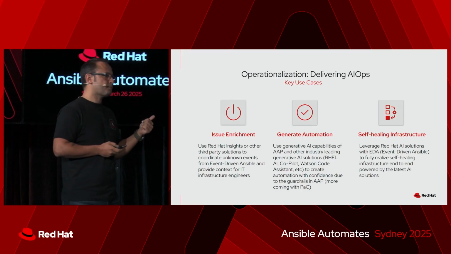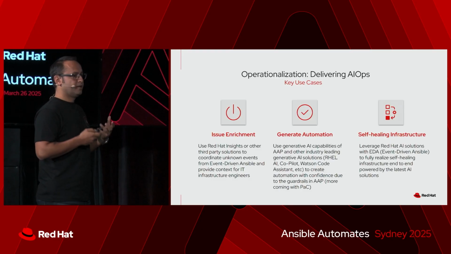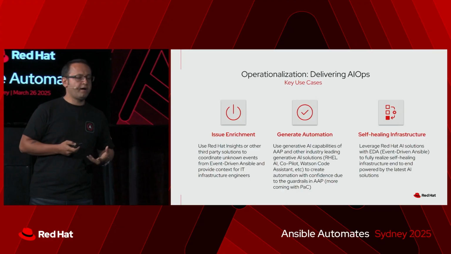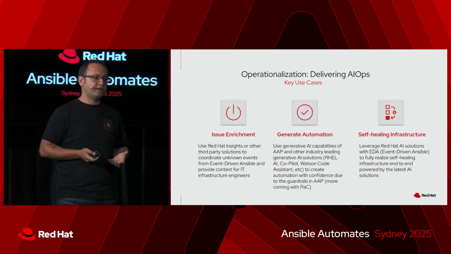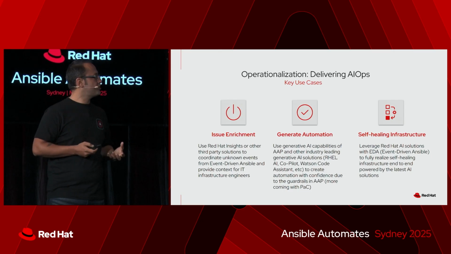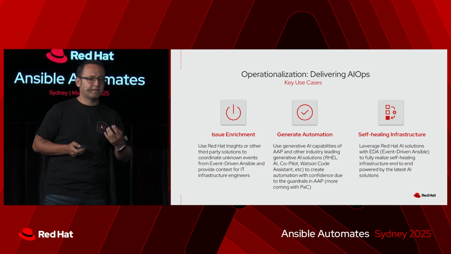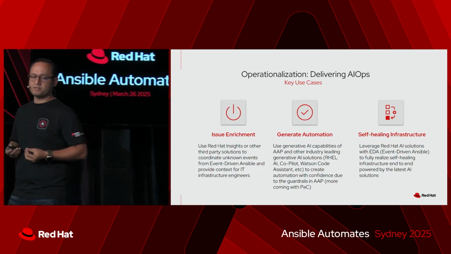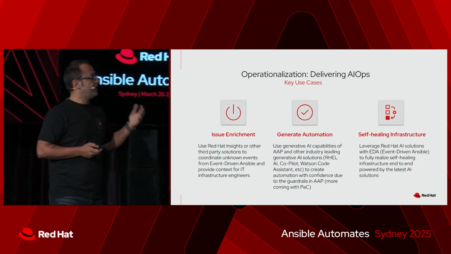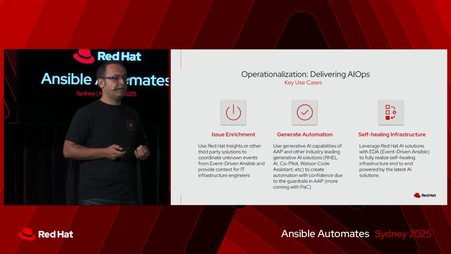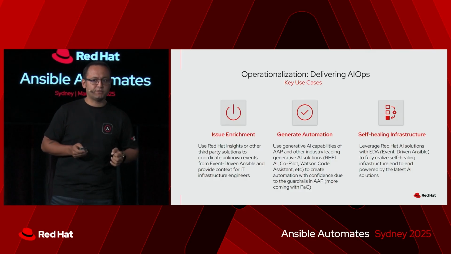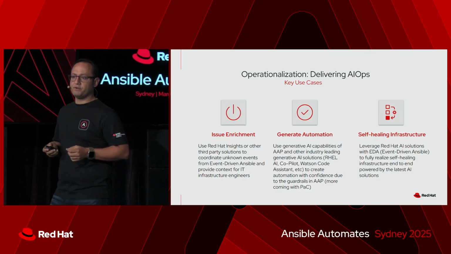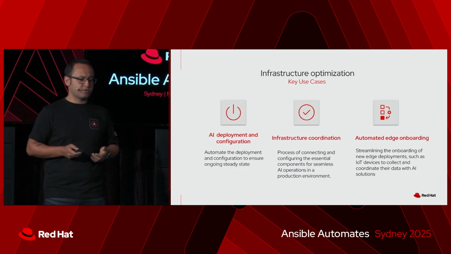We use AI to give us how to improve the responsiveness of our infrastructure. So automation now is going to kick off an issue enrichment, generate automation, and achieve a self-healing infrastructure. Again, do not discount the fact that we need to get confidence on the playbooks generated because we're going to use policy as code.